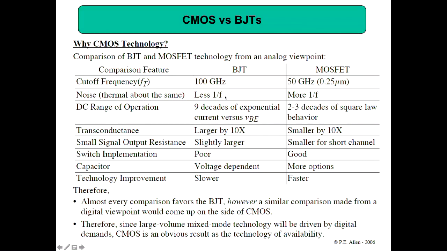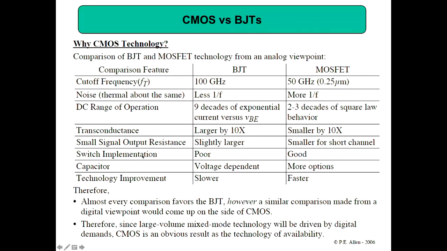Less 1/f noise for one, more 1/f noise for the other. DC range of operation: 9 decades of exponential current versus VBE, versus 2-3 decades of square law behavior. We know the expression for the current, so this we will study. And then again, this is much better. Transconductance: larger by 10 times for BJT, smaller by 10 times for MOS. Small signal output resistance: slightly larger for BJT, smaller for short channel MOS. See, this is slightly better for MOS. But the remaining are all much better for BJT.